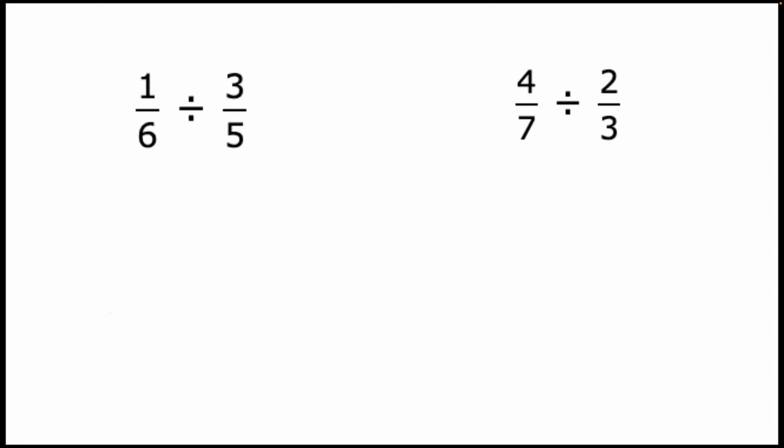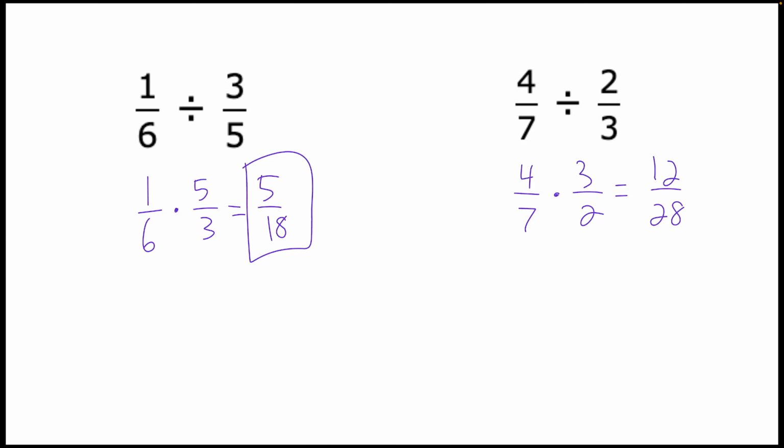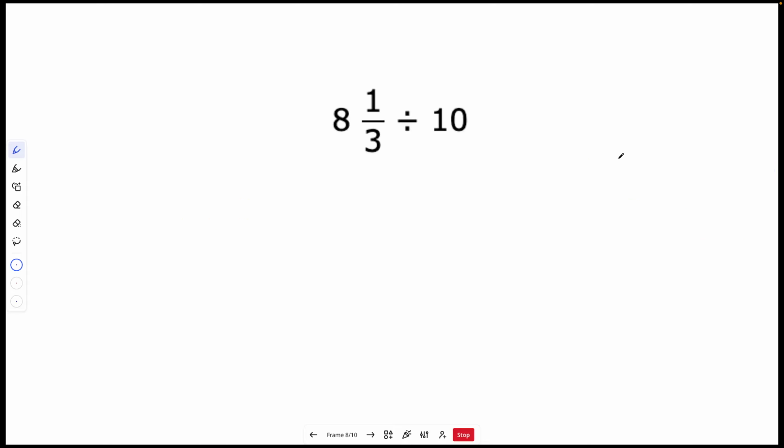Okay, now that you've had time to work these problems, let's check your solutions. For the first problem, here is the work. You should have gotten 5 over 18. And for the second problem, here is the work. You should have gotten 12 over 28, which can be reduced. So if you know how to do that, then you could have reduced it by 4, and you would have gotten 3 over 7. Either answer is correct here.